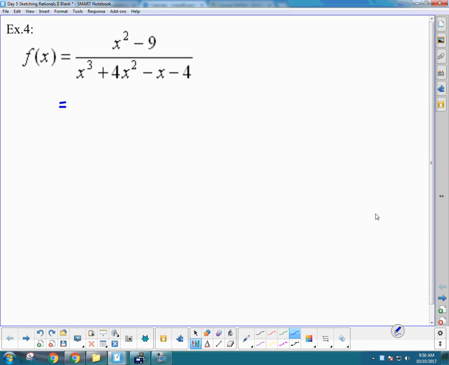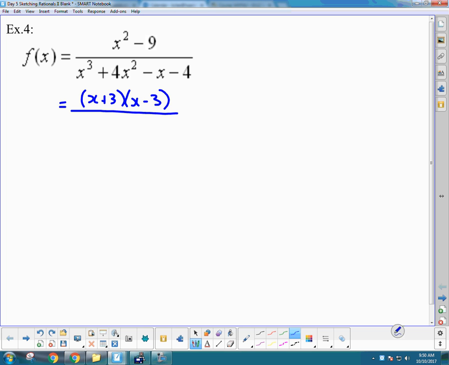So you'll notice on the top we get x squared minus 9. On the bottom we get x cubed plus 4x squared minus x minus 4. So we need to factor this. We need it to be in factored form and allow us to investigate this much easier. The top's going to be easy to factor. It's a difference of squares, so x plus 3, x minus 3.